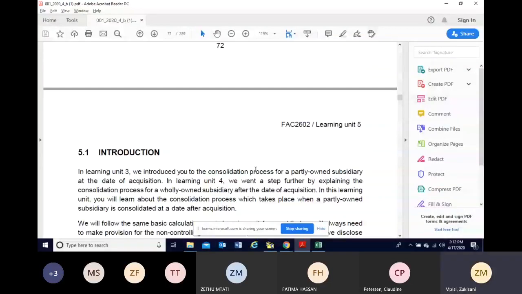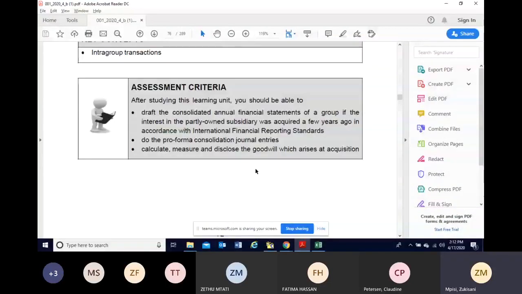What you're supposed to know after going through today is how to draft consolidated annual financial statements of a group in accordance with International Financial Reporting Standards. One, we have to know the annual financial statements. What are our annual financial statements? It is your statement of profit or loss and other comprehensive income, statement of financial position, and statement of changes in equity. Those are the three most important things that you are supposed to know.